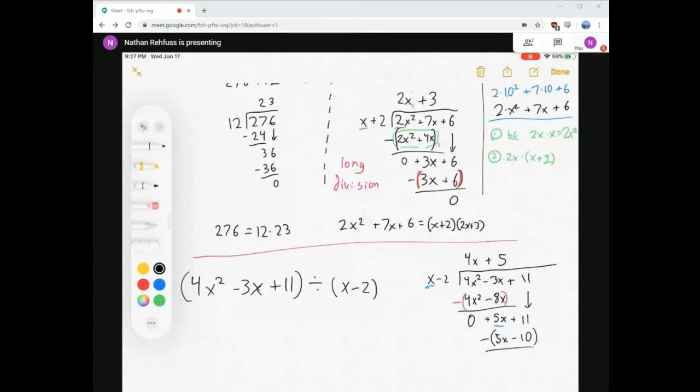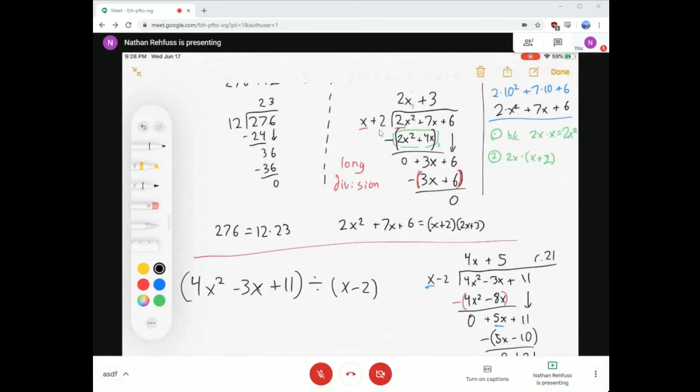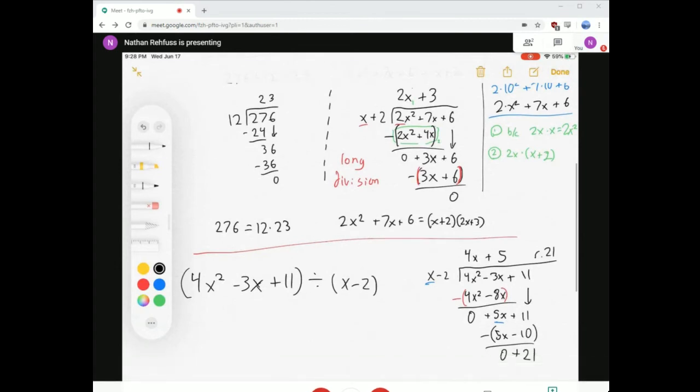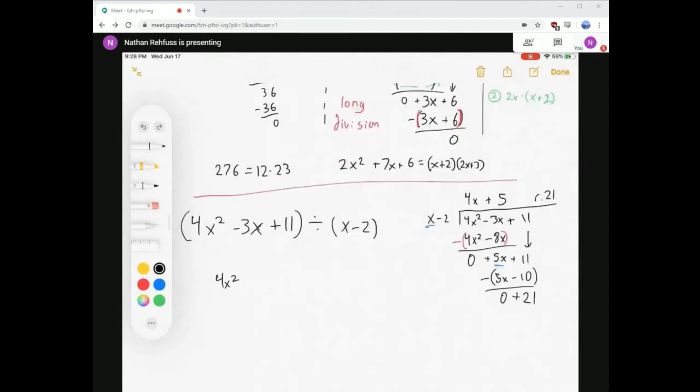5x minus 5x is 0. 11 minus negative 10 is 21. Well, x doesn't go into just a 21, so I'd say that's my remainder. My remainder is 21. So unfortunately, this one did not factor evenly. I could say that 4x squared minus 3x plus 11 is equal to x minus 2 times 4x plus 5 plus an extra 21. So these are not factors.